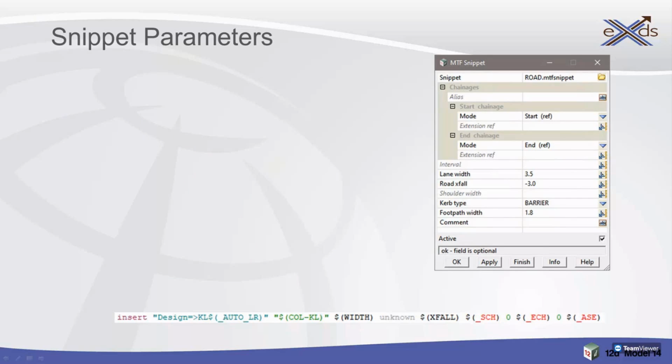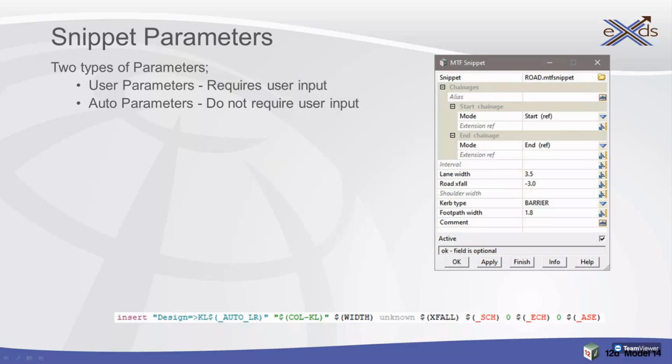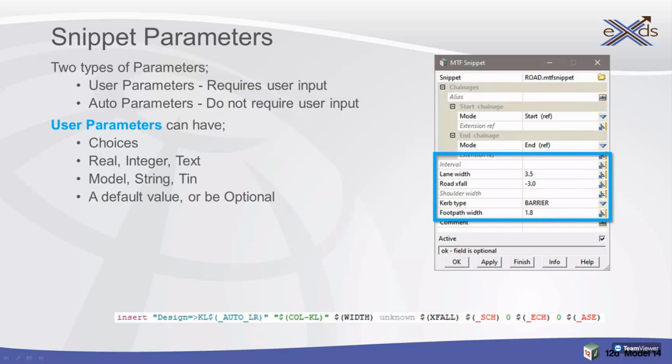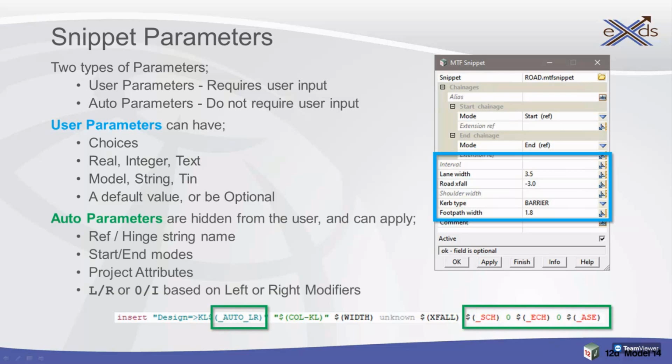So parameters, as I think most of you know by now, fall into two types. We've got user parameters, which is what you will actually see on the panel, for the user input, the user interaction, and then we've got auto parameters, which have no user input at all. They just work in the background and they're just actual code in the snippet itself. So you can see here, user parameters, we get choices, we get reals, integers, text, we can select models, strings, they can be optional, and there's a few different ones in there. Basically, there's all the information the user puts in when they insert the snippet.